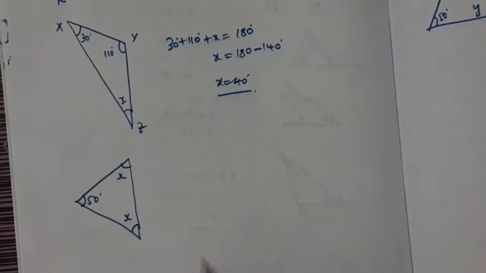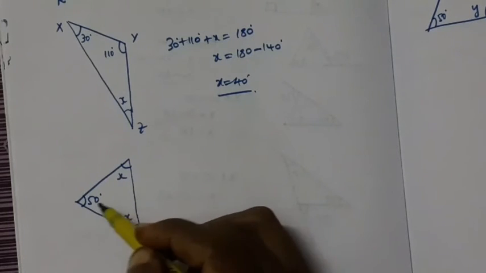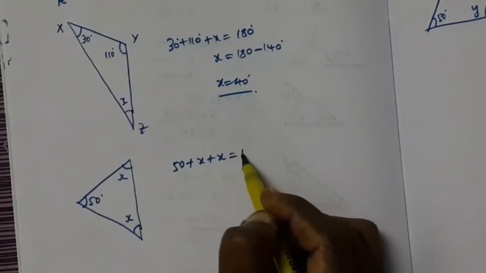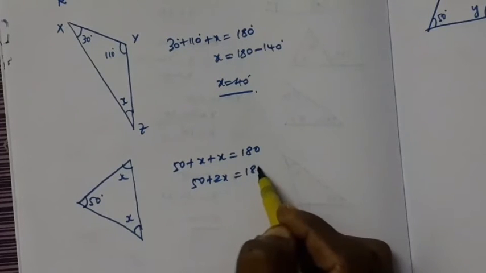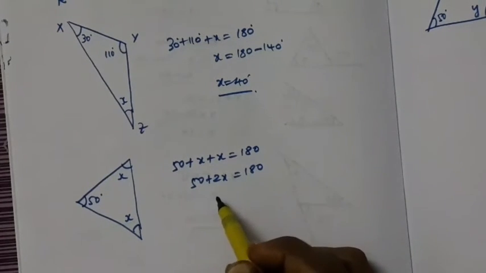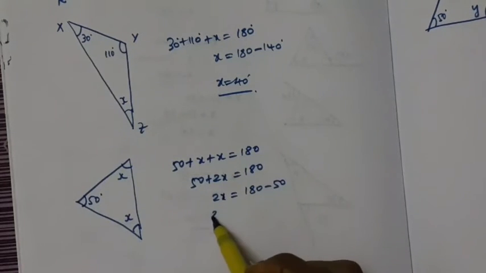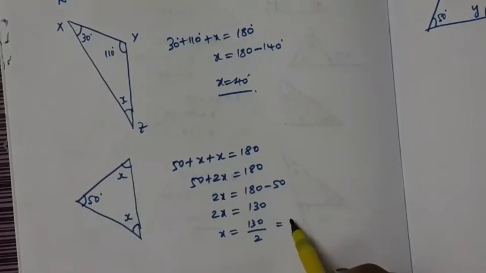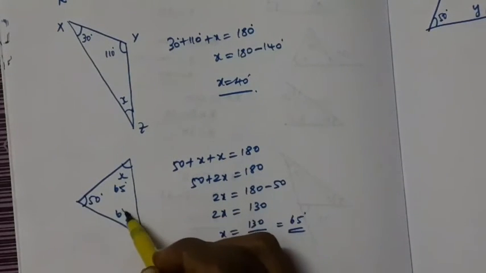And the next is, here they have mentioned x here and x here. If you add all the three angles, that is 50 plus x plus x is 180. That is 50 plus 2x is 180. Okay, so 2x equal to 180 minus 50. 2x equal to 130. X equal to 130 divided by 2. That is equal to 65. Okay, this angle is 65 and this angle is 65.